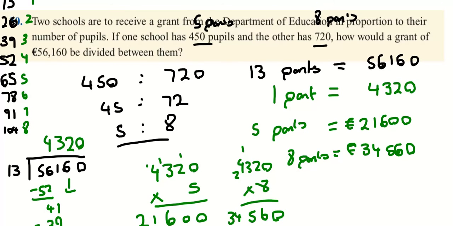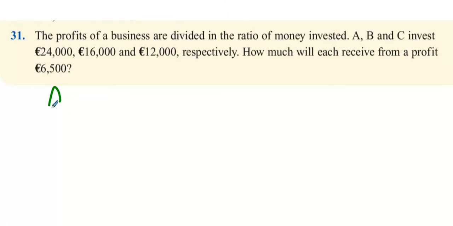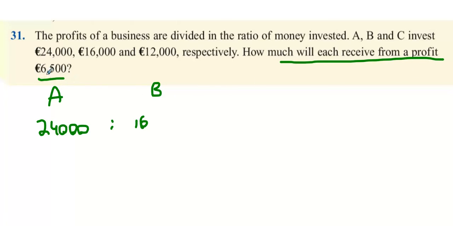Okay, let's move on to question 31. The profits of a business are divided according to the amount of money invested. A, B, and C invest the following amounts. So A invests 24,000. He invested the most, so he'll get the largest sum of money out of the 6,500. So the company receives 6,500 in profits, and you have to divide it amongst A, B, and C according to the ratios of how much they invested.